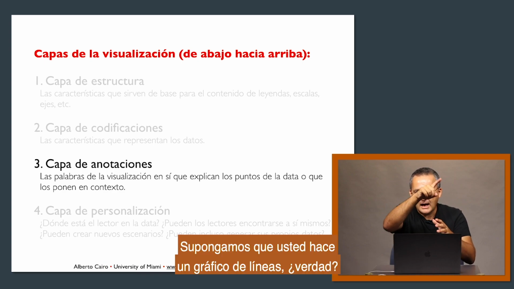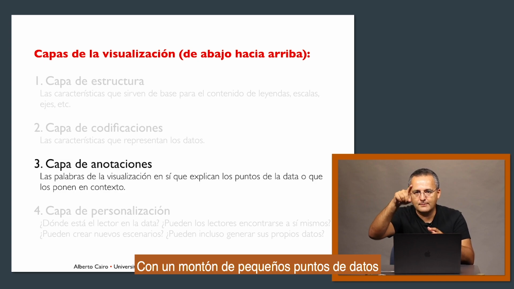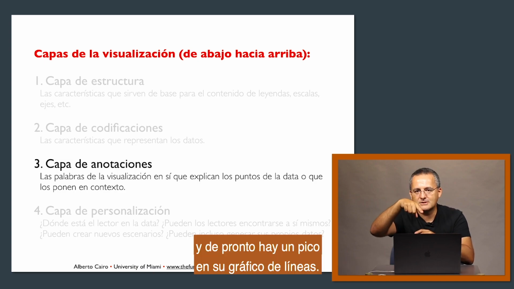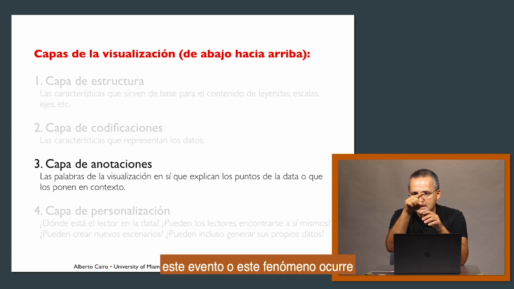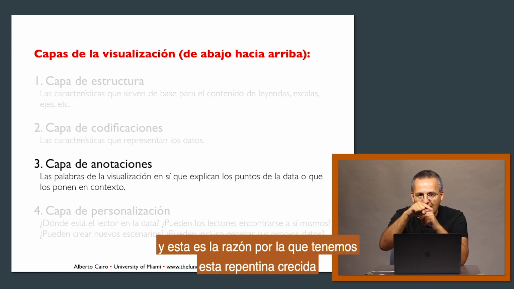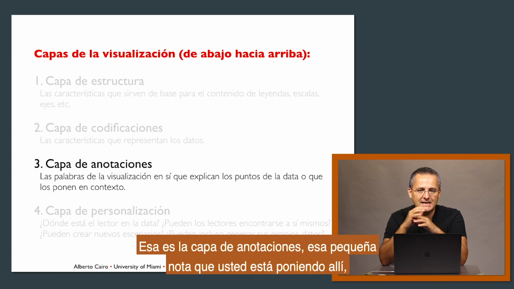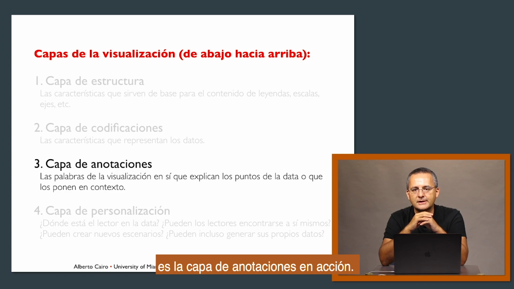Let's suppose that you do a line chart, right, with tons of little data points and stuff, and suddenly there is a spike in your line chart. Well, you better add a little note to that spike telling people, well, this event or this phenomenon happened at this particular point in time, and this is the reason why we have this sudden spike in our line chart. That's the annotation layer. That little note that you put in there, that's the annotation layer at work.